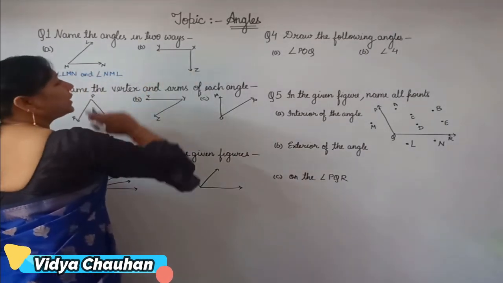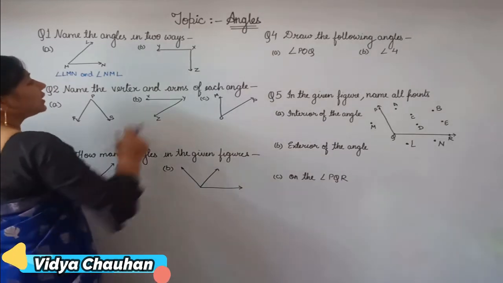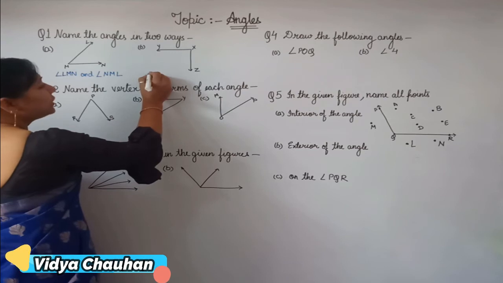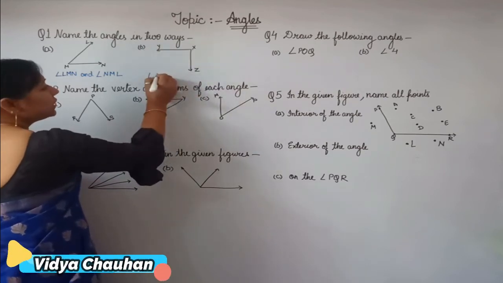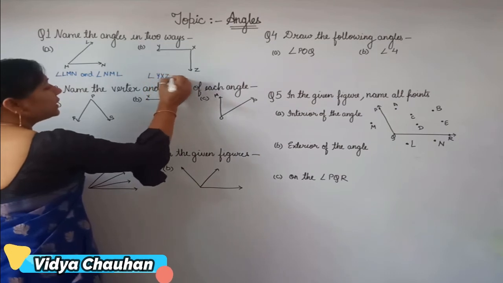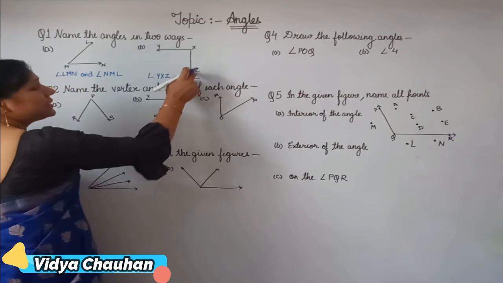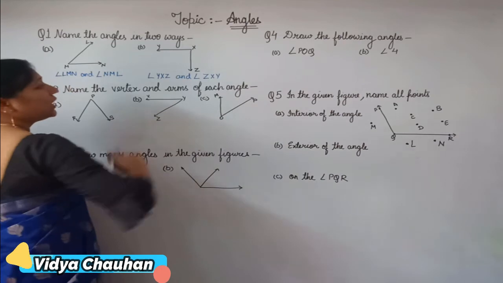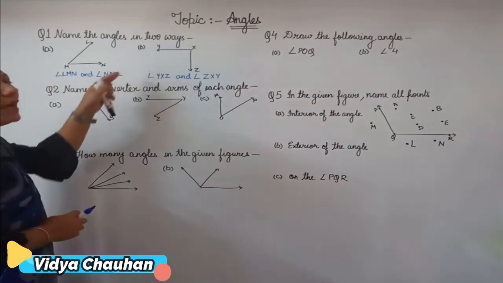Similarly, for the second figure, if you have to write the two names for the given angle, what are the two names for this angle? Angle YXZ, so that is YXZ, and the second one is angle ZXY. So these are the two different ways of reading the same angle.